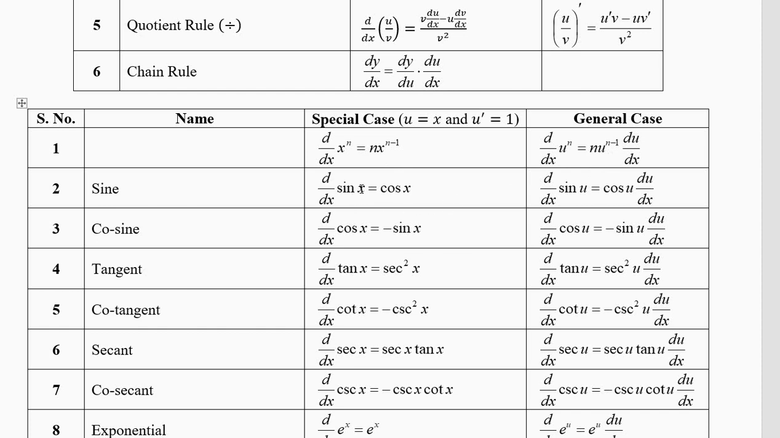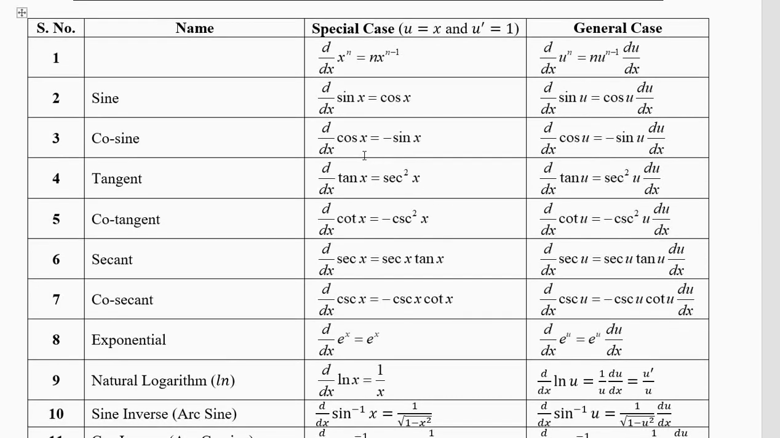Now if it is sin x, the derivative is cos x. We have seen it using the definition. But if it is sin 2x or sin 3x, what you do is: the derivative of sin u is cos u into du by dx. This du by dx you can write on the left or on the right. In this table I have written it on the right. In some questions we'll write it on the left also.